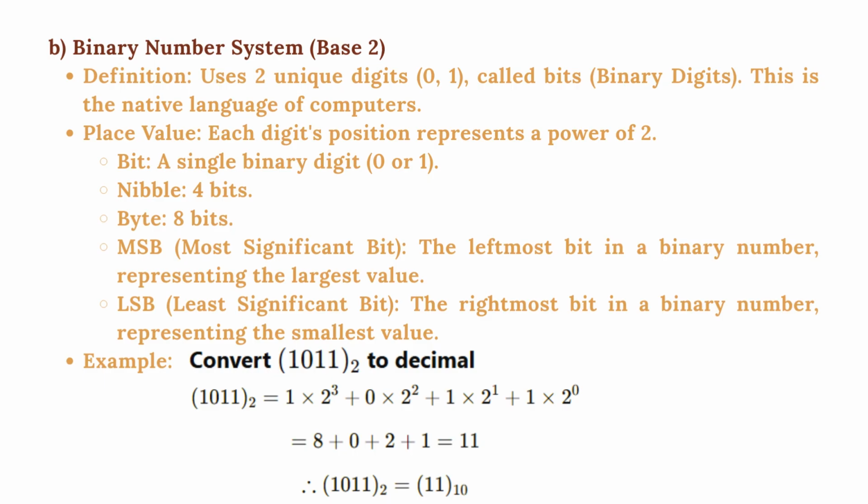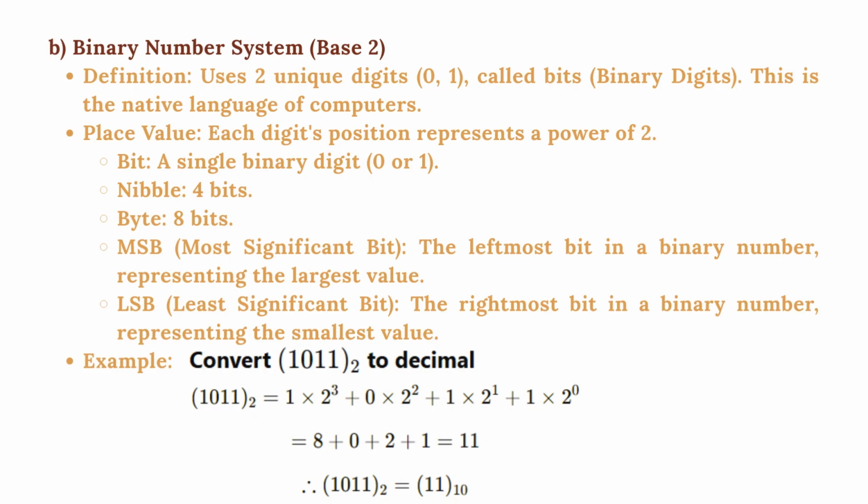For your knowledge, a bit is a single binary digit, 0 or 1, a nibble means 4 bits, a byte means 8 bits. MSB is the most significant bit, the leftmost bit in the binary number, representing the largest value. LSB is the least significant bit, the rightmost bit in the binary number, representing the smallest value.